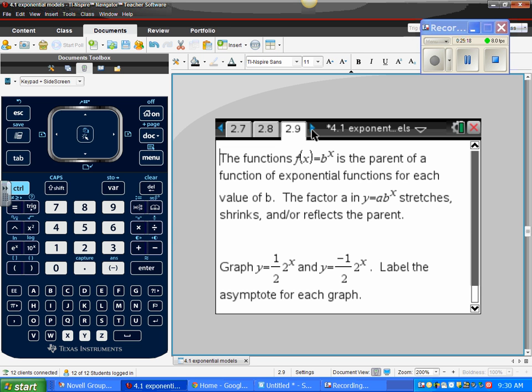Okay, so I want you to go ahead and graph these two on a graph page. I think there's a graph page on the next page for you. You're going to graph those two functions and tell me what has happened.